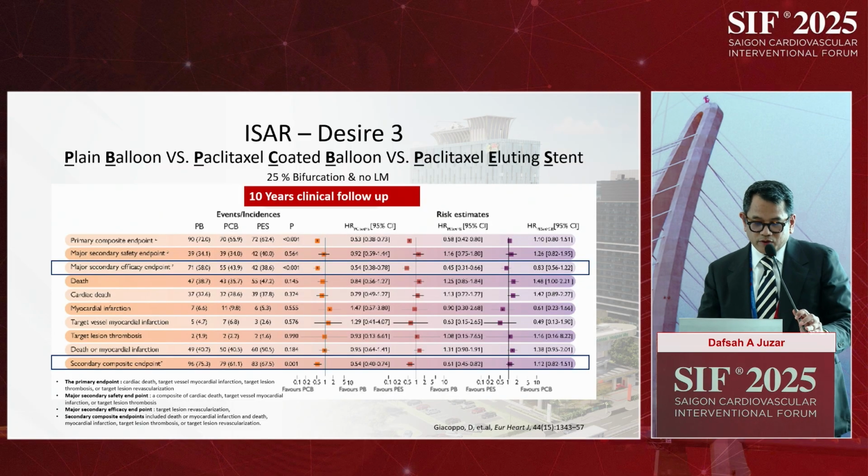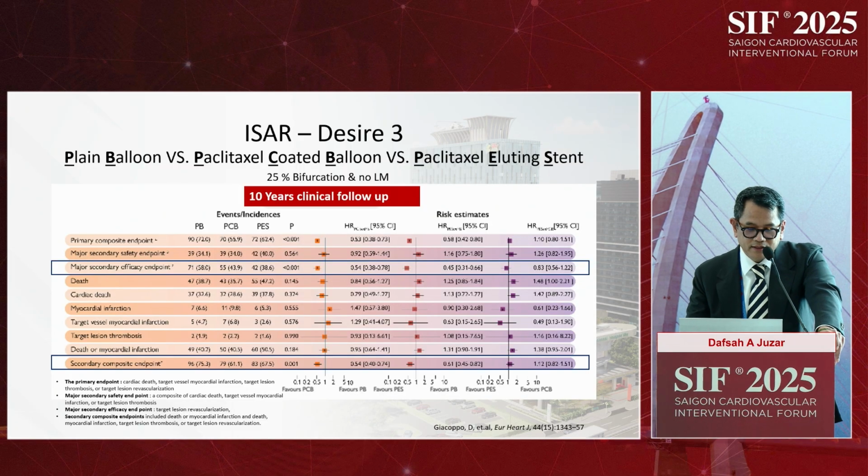And for comparison, in the RCT, the ISAR-DESIRE trial compared plain balloon, paclitaxel-coated balloon, and paclitaxel-eluting stent. Here we can see that at 10 years, the target lesion revascularization is better with the paclitaxel-coated balloon and also the eluting stent. If you look at the long term compared to balloon, balloon is not an option. It's either a DCB or a drug-eluting stent.